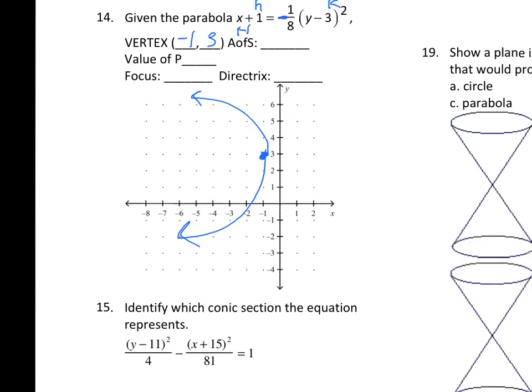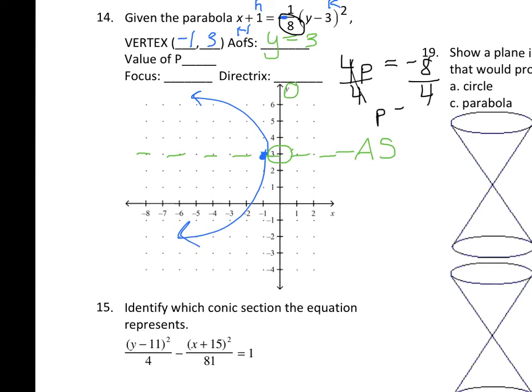Now we can see that the axis of symmetry is going to be horizontal right through that vertex. And the equation for that line, since it's going through 3 on the y, is y equals 3. The value of p. 4p equals that, -8. So when we divide by 4, we get -2. That means we have to go left 2 to get the focus, and right 2 from the vertex to get the directrix.